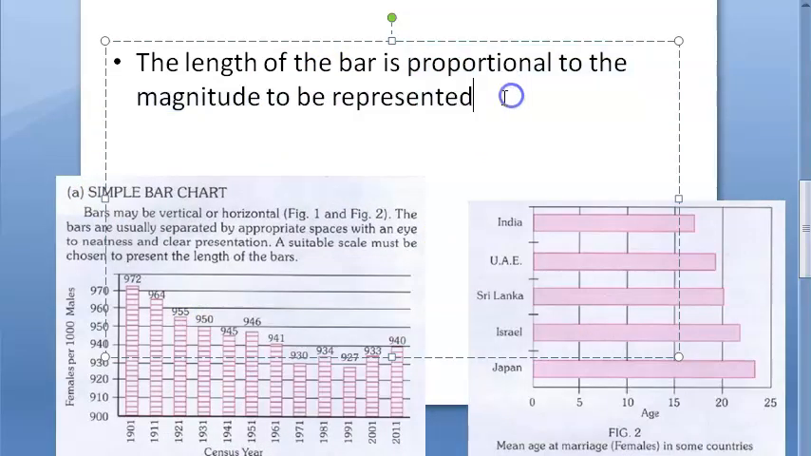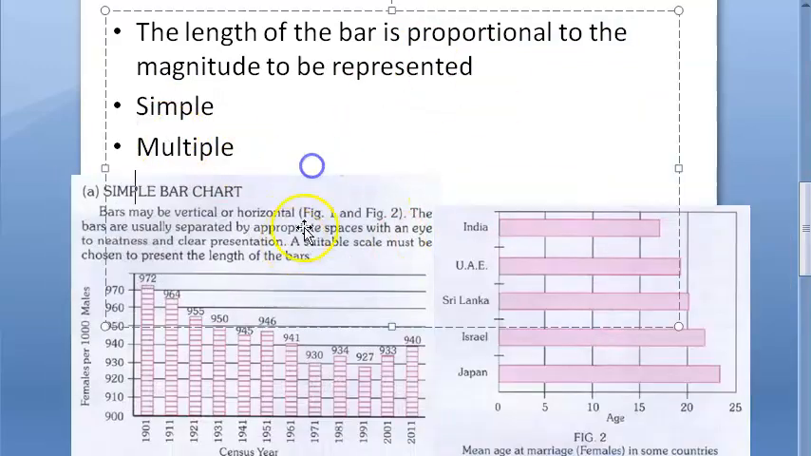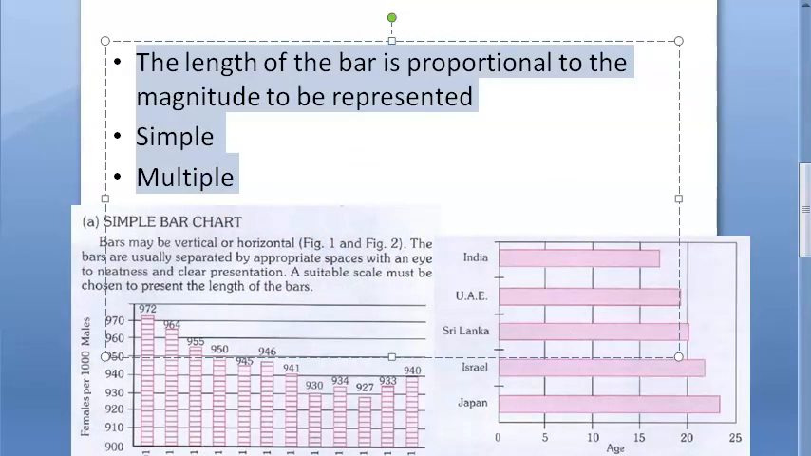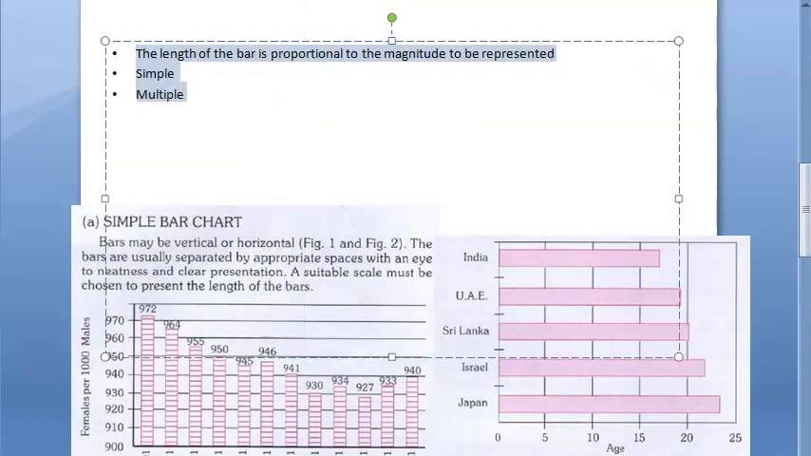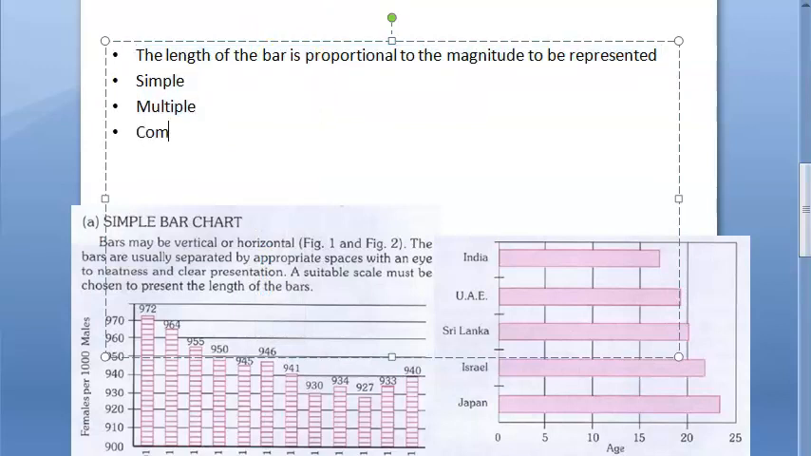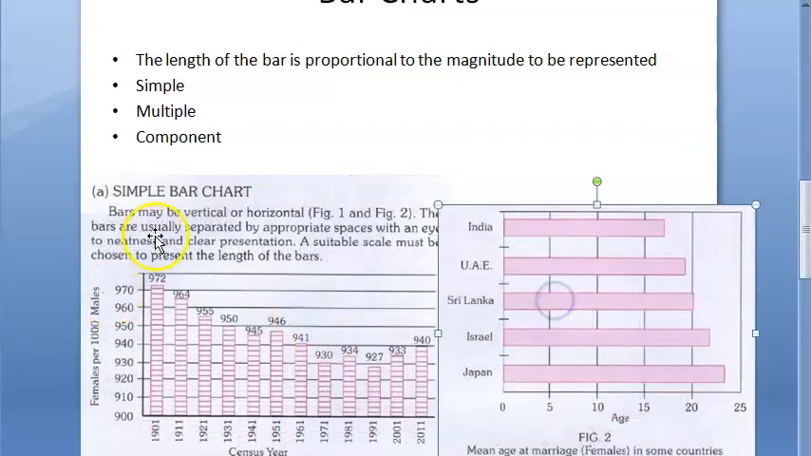So in bar chart how many types do you have? You have simple bar chart, multiple bar chart, and component bar chart. You have already looked at simple, so you know what simple is. Bars may be vertical or horizontal. The bars are usually separated by appropriate spaces. So that is something important here. See, the bars are separated by spaces.